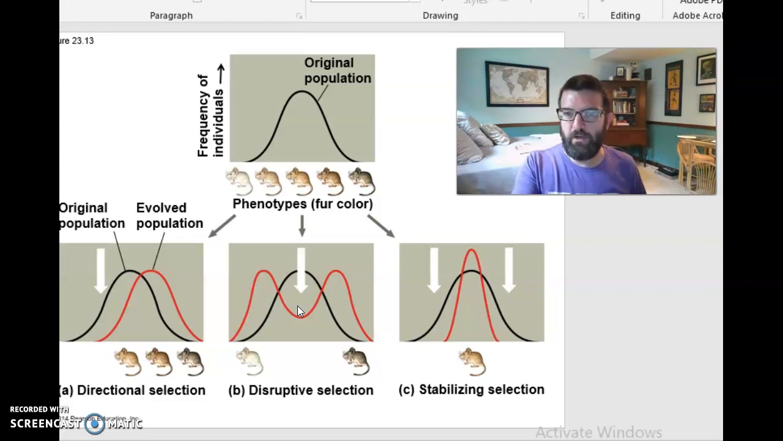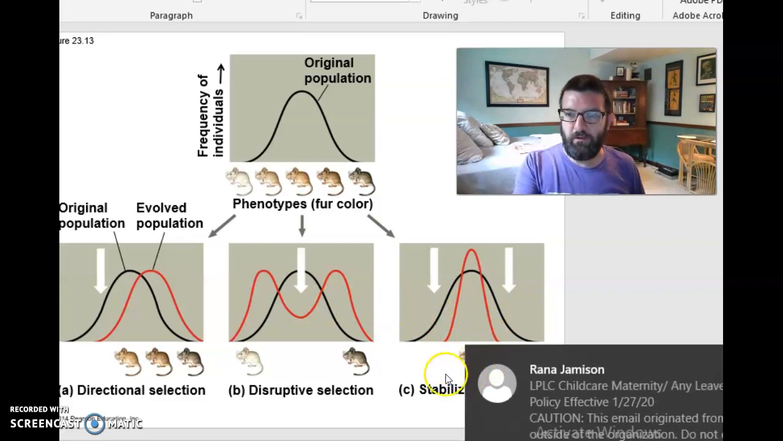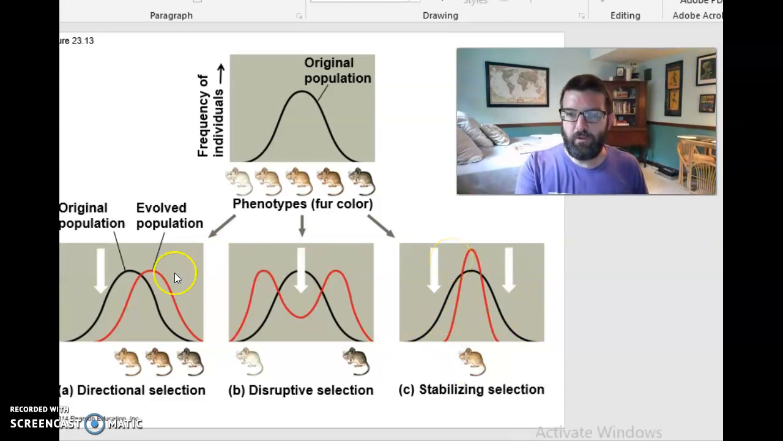Stabilizing would be the opposite, right? Maybe you find yourself in a habitat where it's primarily in the middle. Right, the background is moderate, and so if you are too light or too dark, you're going to end up getting yourself eaten by a hawk.